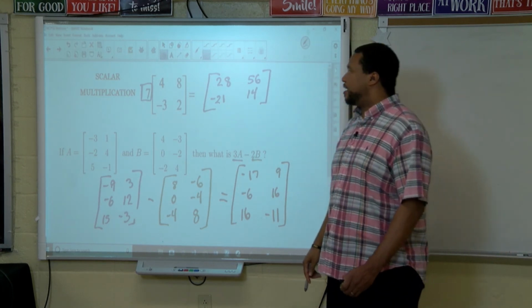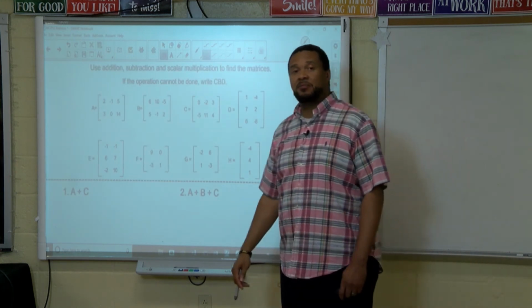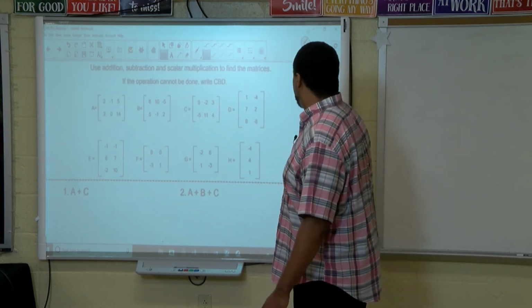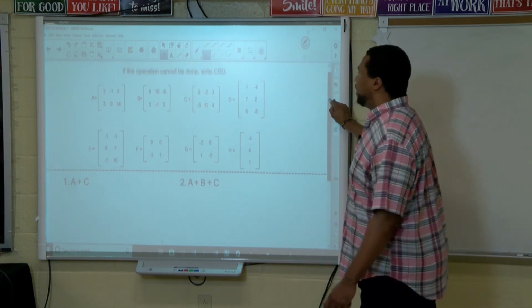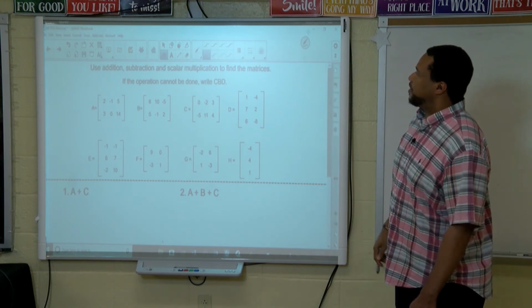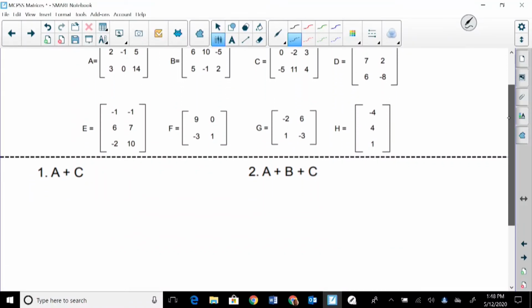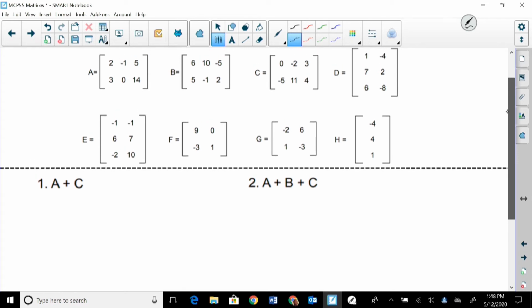So let's take a look at some more problems. Adding, subtracting, multiplying, scalar multiplication. All right. Use addition, subtraction, scalar multiplication to find the matrices. If the operation cannot be done, write CBD. So let's look at one on each slide for the sake of time.